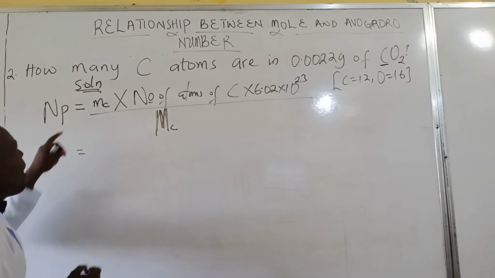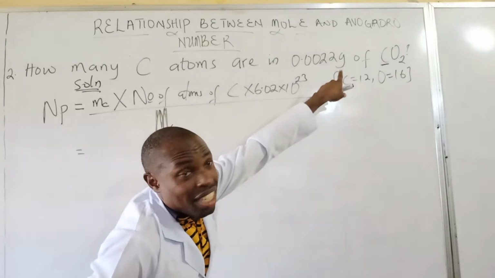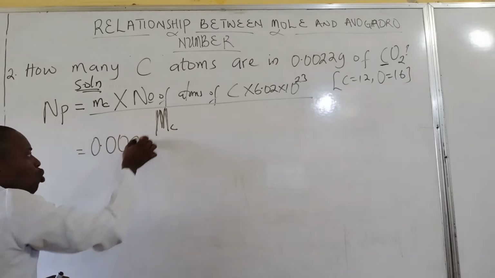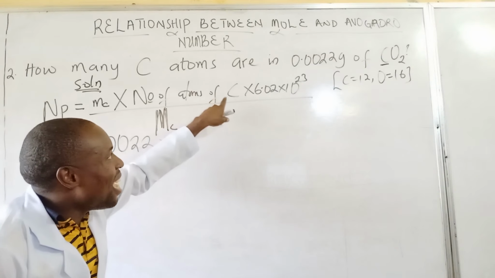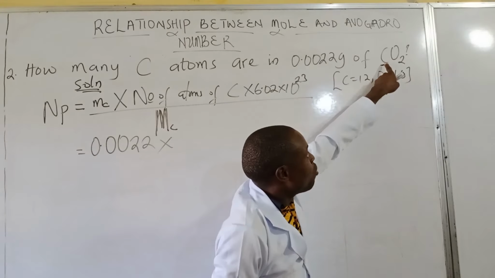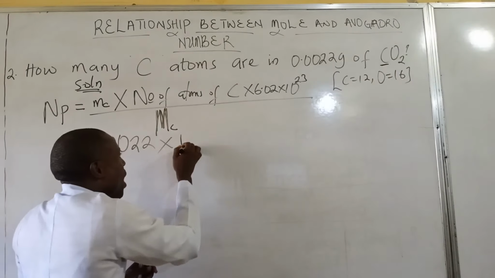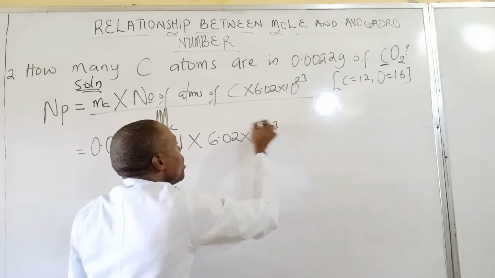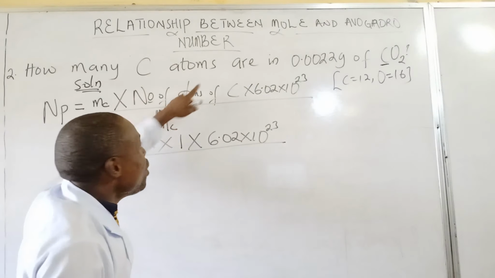So let's solve together. What is the mass of the compound? It's 0.0022. So here we have 0.0022 multiplied by how many atoms of carbon are there in the compound. Carbon here is one, oxygen is two, so it's one. So I put one multiplied by Avogadro's constant, 6.02 times 10^23, over the molar mass of CO2.